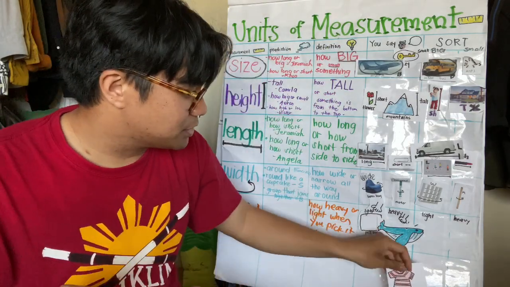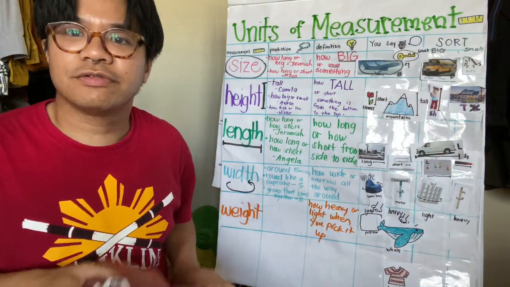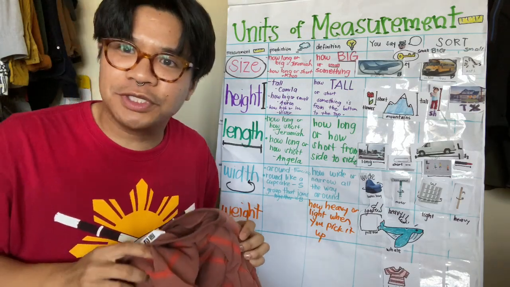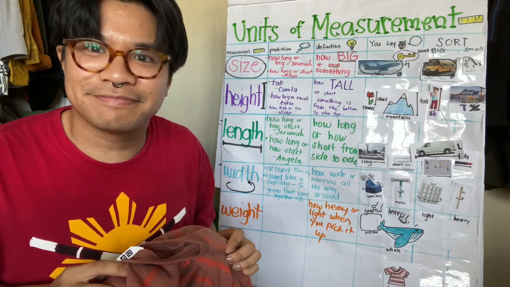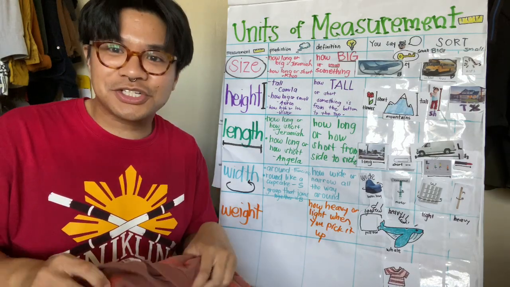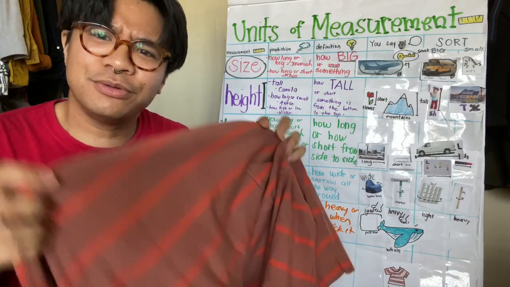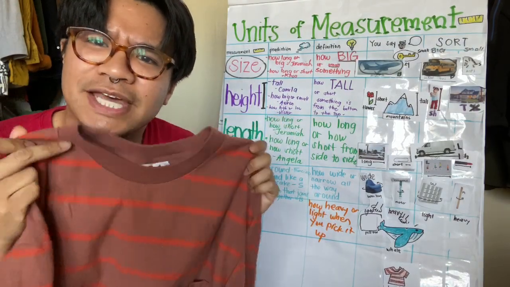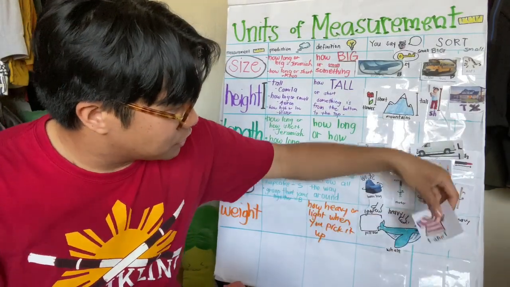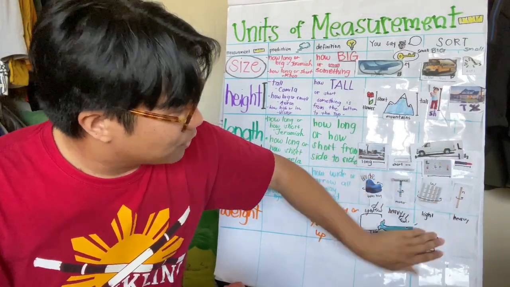Now, I have an actual t-shirt right here. Now, I have to describe the weight of this t-shirt. What do you think the weight of this t-shirt is? Yeah, you're right. The t-shirt is light. How do you know it's light? Tell your families, how do you know it's light? While you do that, I'm gonna put the t-shirt in the light category.